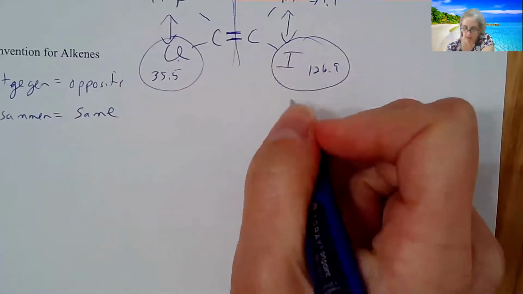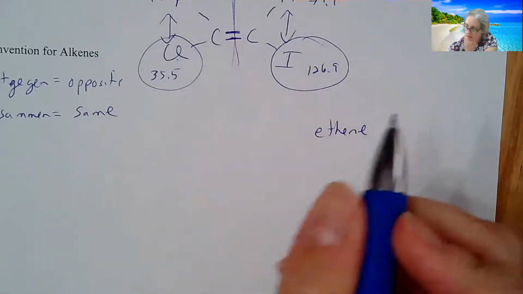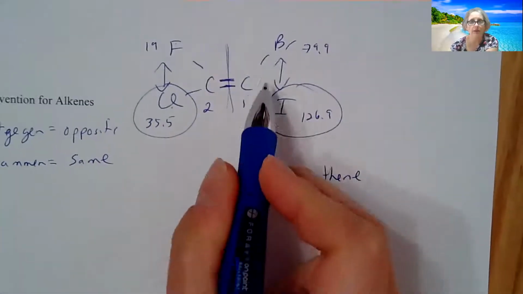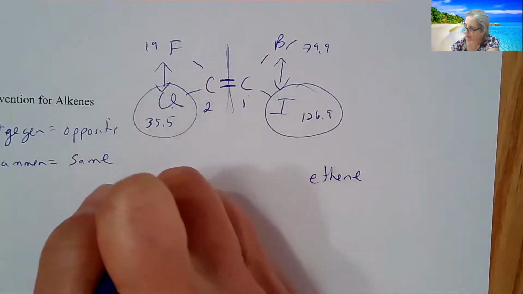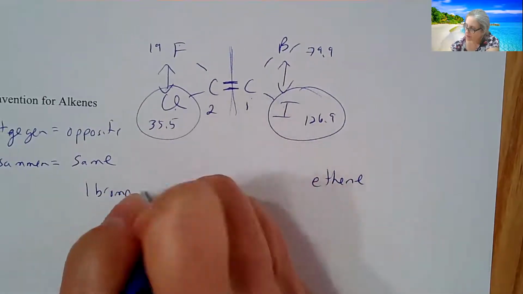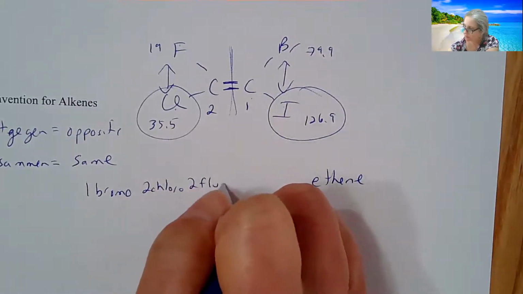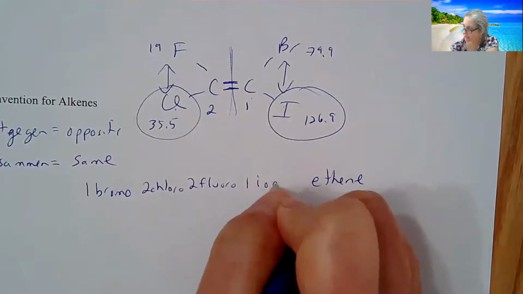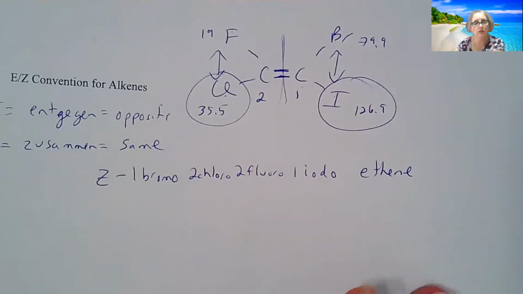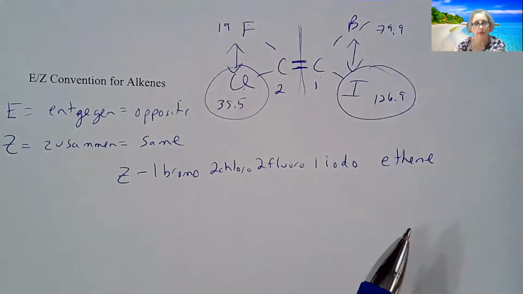So this one is going to end in ethene. In the naming system, bromo comes first alphabetically, so that's going to be the first carbon. I'm going to start over here and say 1-bromo. Then the second carbon has the chloro, which comes next in the alphabet. Then it is 2-fluoro. Then it is 1-iodo, ethene. And then you put a Z in front of it, like you did with cis or trans, to say that the bigger groups are on the same side.